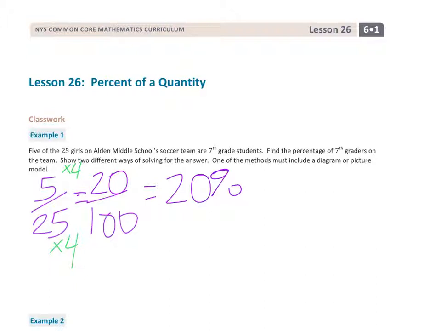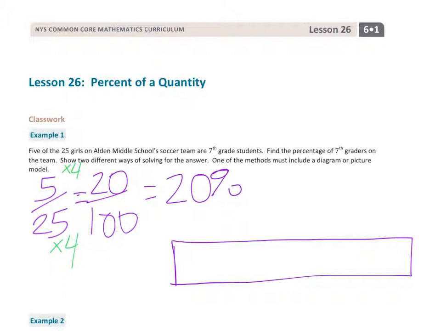Now if I want to show with a diagram, let's see, we're going to go like this. Let's see, 5 out of 25. Well, I could show it like this. Voila, that is 1/5, or 20%, or 5/25, or 5 out of 25, or if you're feeling fancy with the decimals, all different ways of saying 5 out of 25.